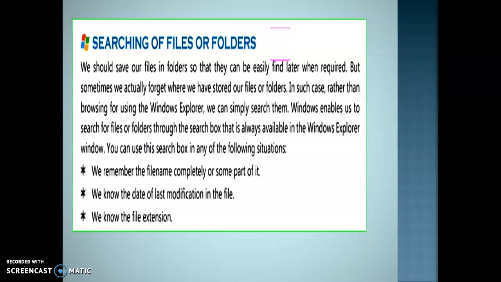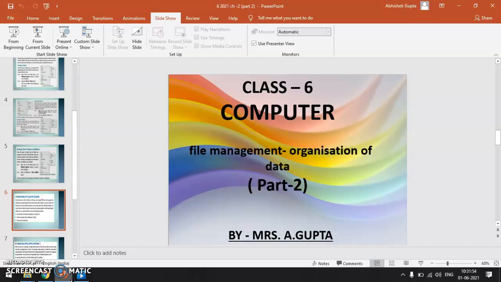Here are the three situations in which we use searching of files or folders. When we remember the file name completely, or a keyword, or some part of it. Next, we know the date of last modification, or when we last worked on that file. Or we may know the file extension. Let's see how it works.